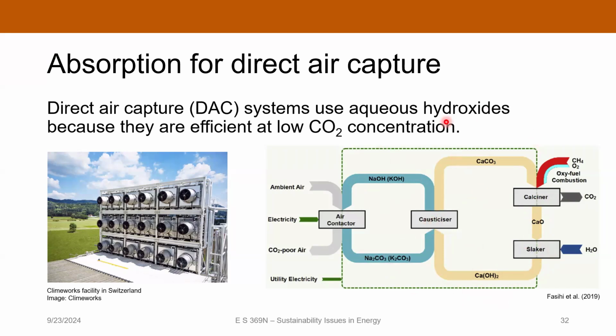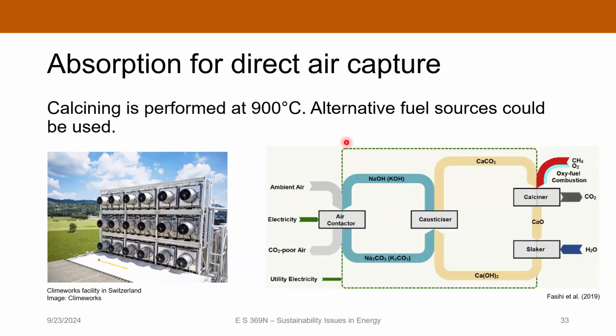Now, the two places where energy is required are, first of all, you need electricity to power the fan in the air contactor. So that's pretty straightforward. But the big deal is what happens over here in the calciner. You need to heat that up to, like I said, about 900 degrees Celsius to decompose that and break off the CO2. And if you're not careful with this, the easiest way to do this is with a combustion chamber where you're burning natural gas.